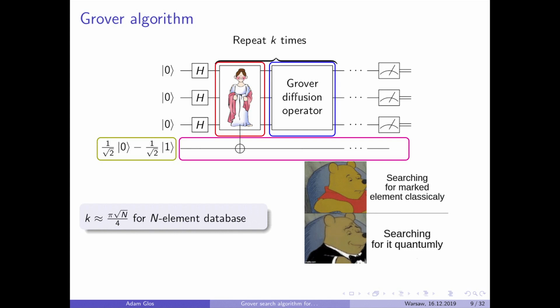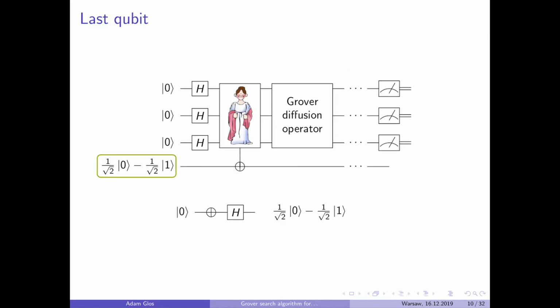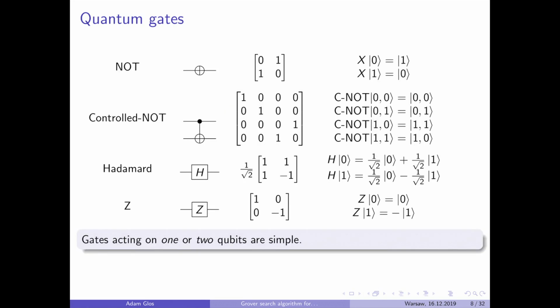So let's try with the simplest one, this initial state on the last qubit. Actually, this is not really a problem. We just need to apply these two simple gates, a NOT gate and a Hadamard gate. You can see that if we apply Hadamard on 1, then we precisely have this state. So we just need to prepare from 0 to 1, which can be done using our NOT gate, and that's all.